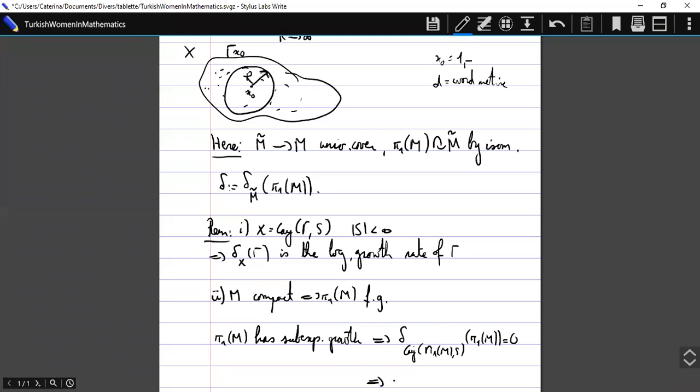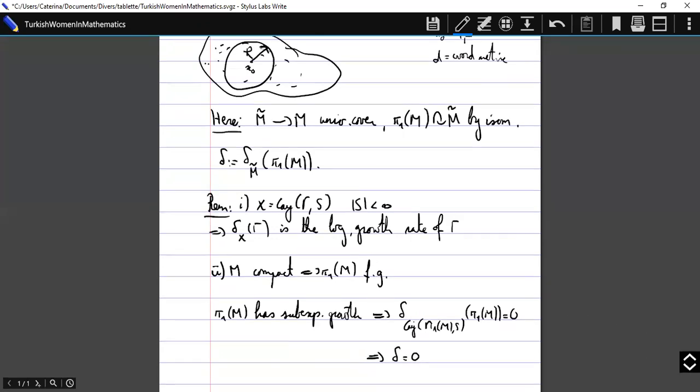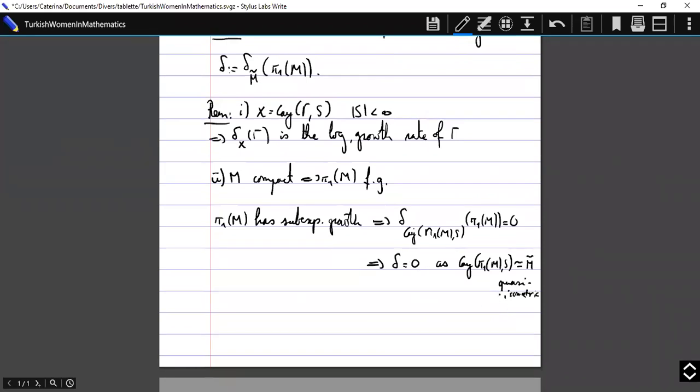And this implies that the delta in our statement, the delta of the action of the fundamental group on the universal cover, is also 0, because the Cayley graph in this case, for M compact, and the universal cover of M are quasi-isometric. And the vanishing or non-vanishing of delta is an invariant of quasi-isometry. Okay, then delta is 0. And so what does our statement say when delta is 0? It says that the L1 norm of any class is 0 in all degrees at least 1. This is what we conclude from our theorem.